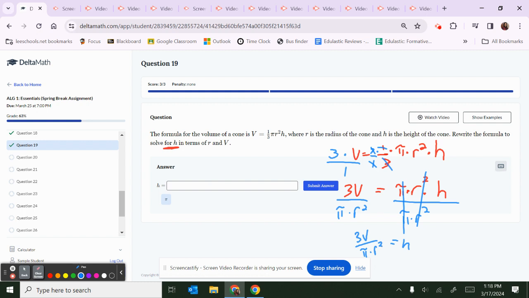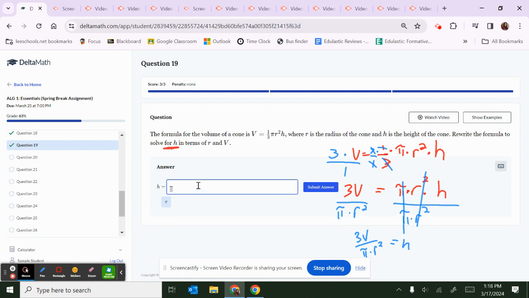So again, guys, the more you practice, the better you'll get at this. So h equals 3V being divided by pi that's being multiplied by r squared. Or I could just leave it as pi r squared. So I can put a multiplication sign or I can not put it.